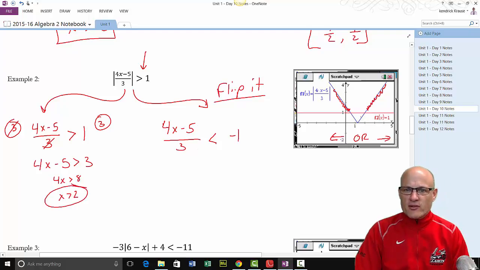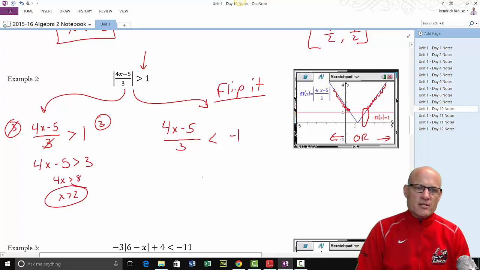Let's see, does that make sense? Oh, look at that. 2. Do you see how using your graphing calculator can help? We're going to show you that a little bit, maybe later.